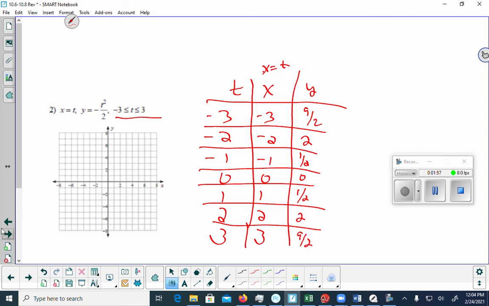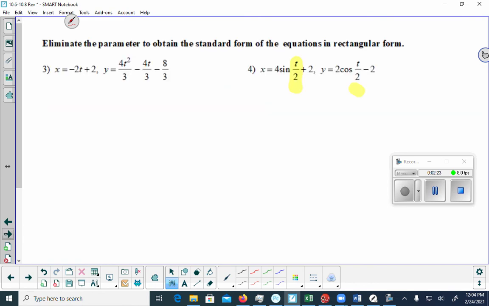So when I plot this, I'm going to have negative 3, 9 halves, negative 2, 2, 0, 0, positive 2, 2, and 3, 9 halves. So it's going to be a parabola, and the direction is going to be that direction. Again, that's the way I graphed. You do not put the arrows here because they want you just to do the interval from negative 3 to 3.